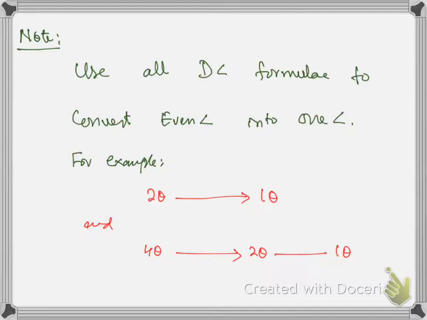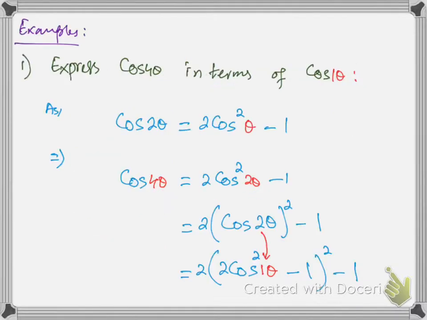Use all double angle formulae to convert even angle into one angle. Means you can convert 2 theta into 1 theta. You can convert 4 theta first into 2 theta and then 1 theta. Don't use the double angle formula to convert odd angle into one angle. That will be very hard. So we always use double angle to convert even angles like 2 theta or 4 theta into 1 theta.